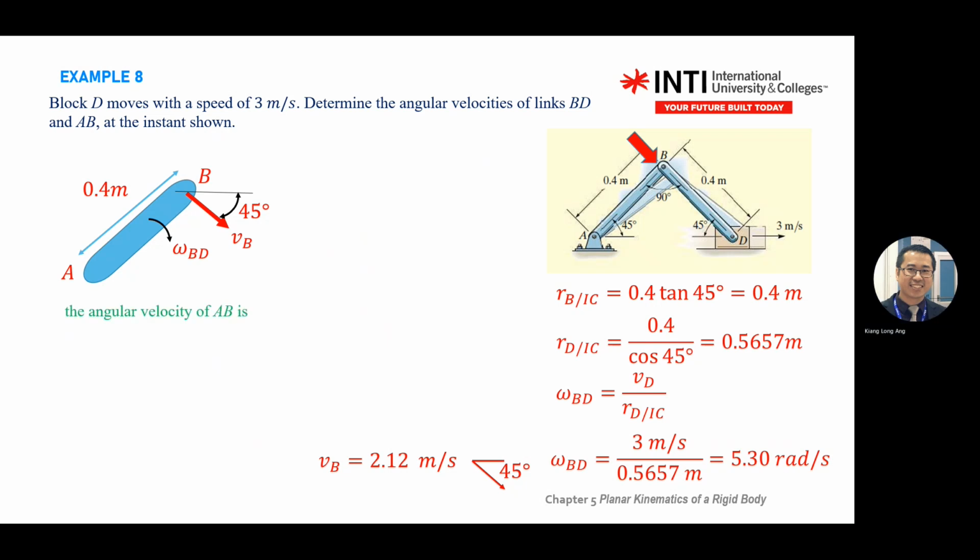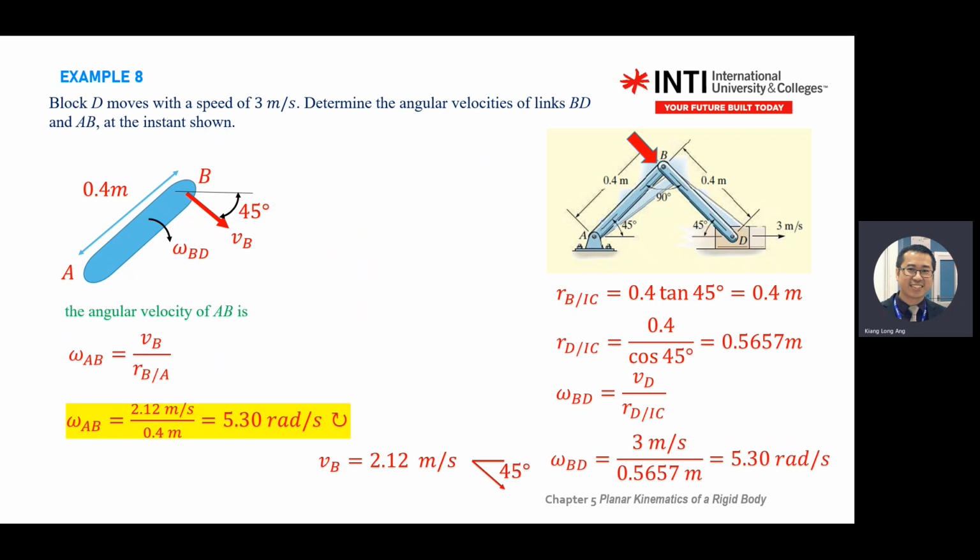Okay. So same. You have the VB. You want to find this one. So V equals omega R. So you have the R, you have the VB, you're able to find omega AB. And the direction is anti-clockwise. Sorry, clockwise.